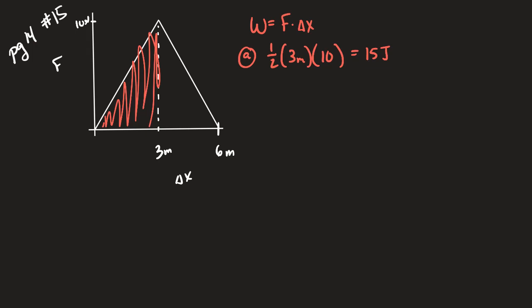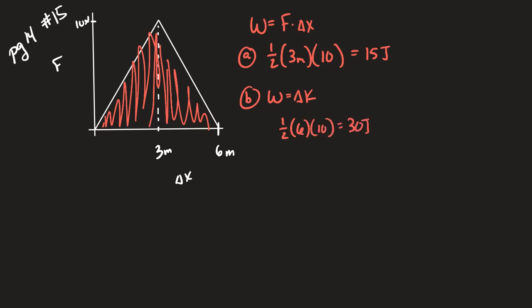B, what is the total increase in kinetic energy for the object over the interval shown? Well, work is the change in kinetic energy. So if we assume that, we're just looking for the change, that's no big deal, but we want the whole interval shown. So now we want the area under the entire curve. So that's going to be 1/2 times the base times the height, which is now 30 joules. And this will equal my change in kinetic energy.